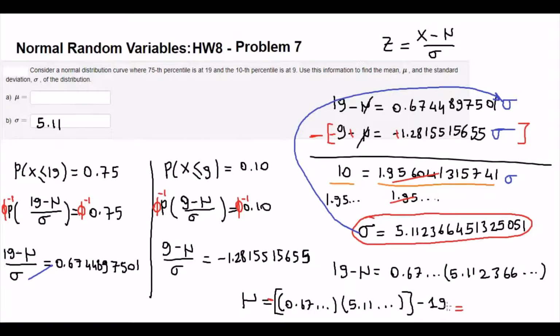And in this case mu is obtained as 15.5517. So our mu is this. So all we did here was to create two equations and solve the systems of equations in this problem. And initially we interpreted 75th percentile and 10th percentile in probability.